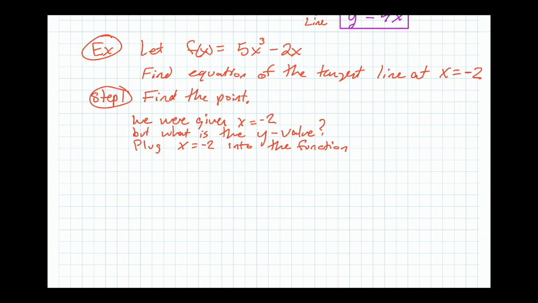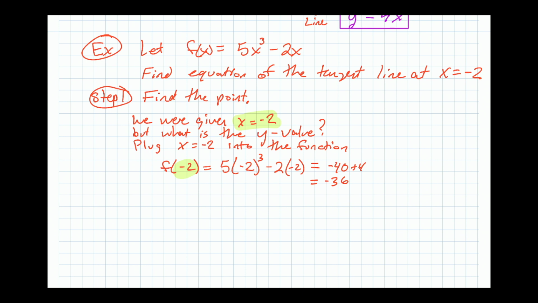Right? So we had half the point. We had the x equals -2, but we need the y value. So f of -2, right? F of -2 is going to be 5 times -2 to the 3 minus 2 times -2. So what is that? Well, you have to work it out. So -2 to the 3rd power is -8. -8 times 5 is -40. And then -2 times -2 is +4. So I think it is -36.